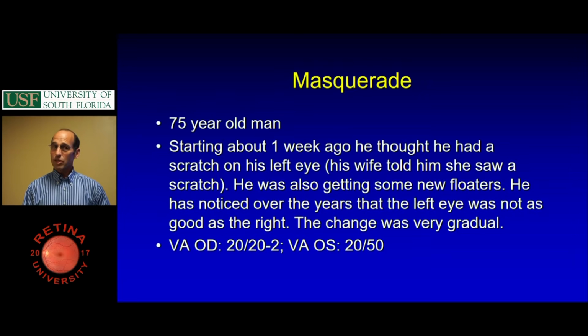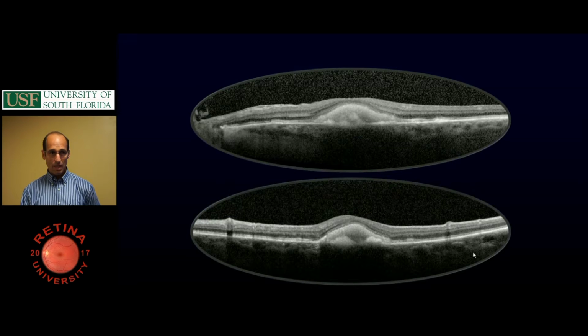The first case I'm going to show you is a 75-year-old man who, starting about a week ago, thought he had a scratch on his eye, and he was getting some floaters. He went to see someone, and they saw a problem on the OCT and sent him over to me. This is the OCT of the left eye. I'm not going to call on you, but you can see there's material under the retina. It's not dark like subretinal fluid is, but there's definitely subretinal material because you can see the RPE in the back.